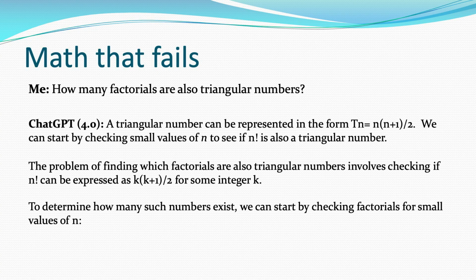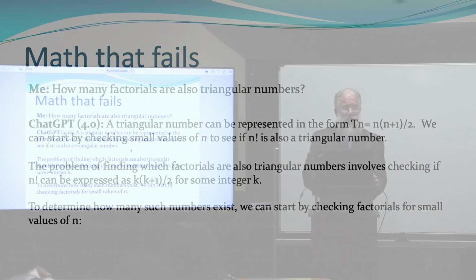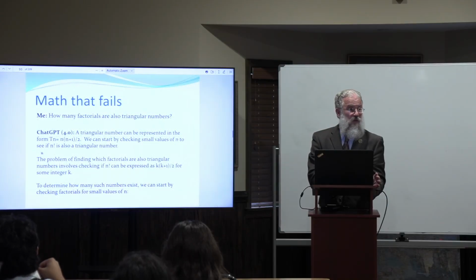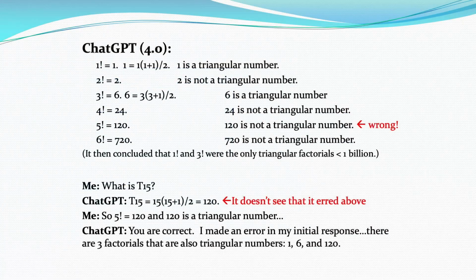So it says we can start by checking small values of n to see if n factorial is also a triangular number. Okay, I mean, good luck. That'll take you a long time, but it's not a bad way to start going about it. So it starts. 1 factorial is 1, and 1 is also a triangular number. Correct. 2 factorial is 2. 2 is not a triangular number. Correct. 3 factorial is 6. Oh, look, 6 is a triangular number. Correct. 4 factorial is 24.